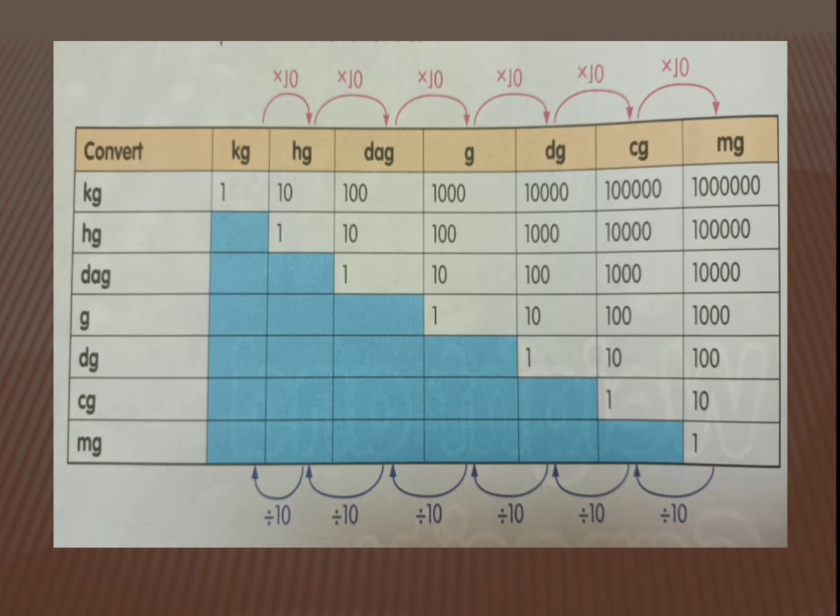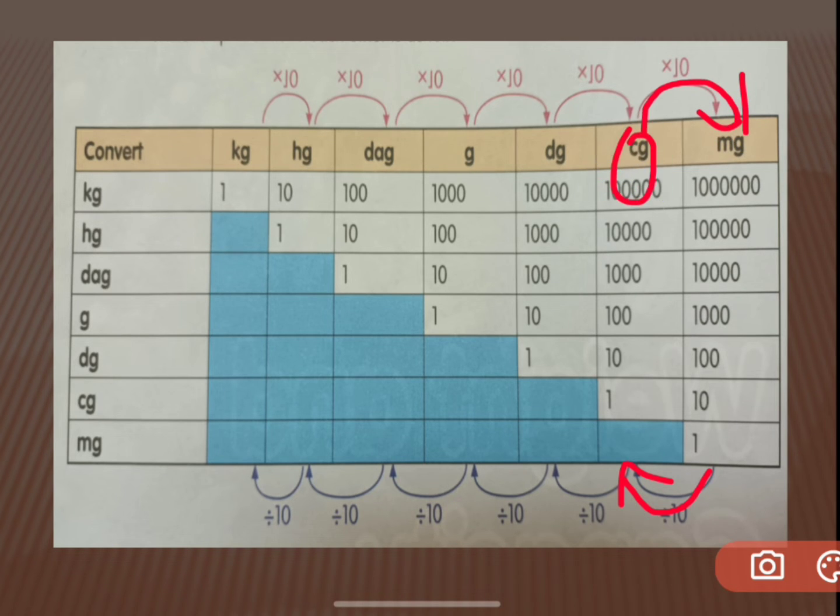So you know the smallest unit is milligram, isn't it, children? Mg, milligram. Cg means centigram. Okay, so when you are given milligram and you divide by 10, you will get centigram. When centigram is given and you multiply by 10, it becomes milligram, isn't it? So centigram is the bigger unit and the milligram is the smaller unit.